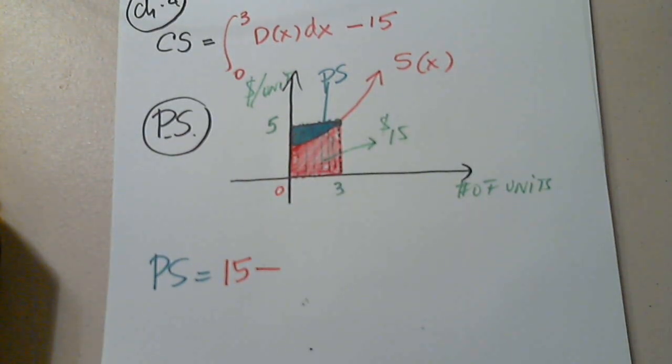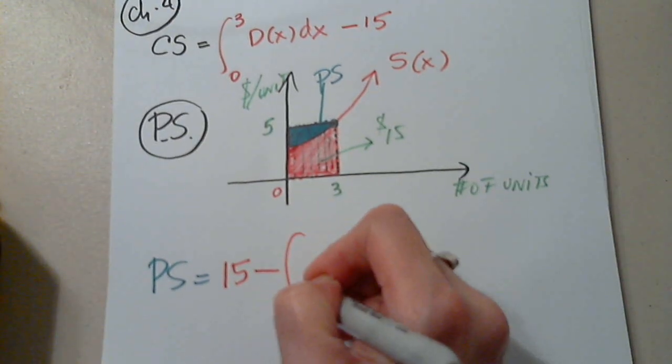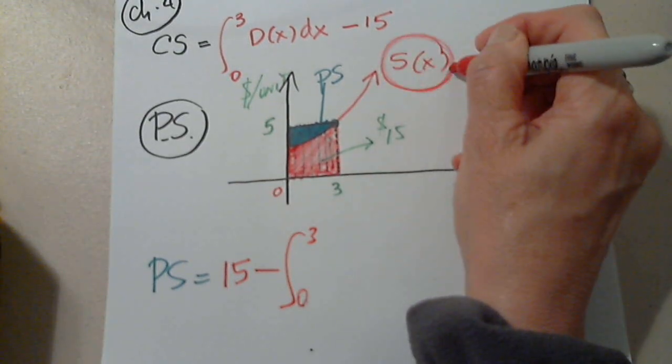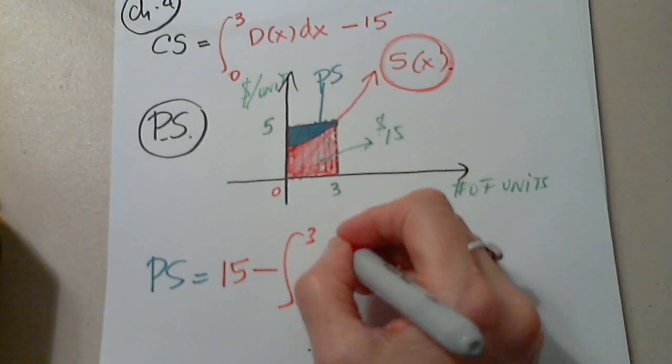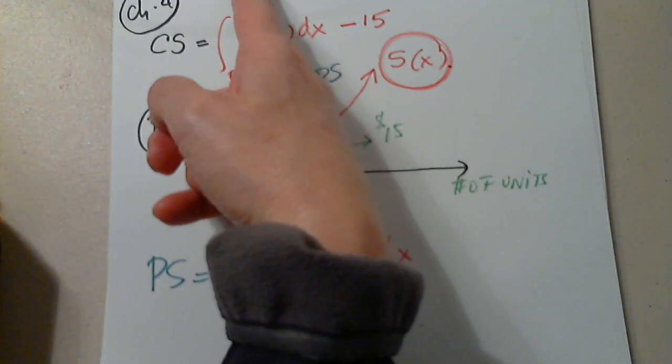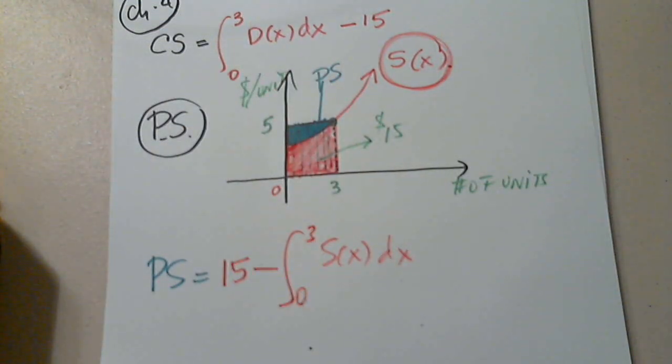How do I determine the red area based on chapter 4, of course? Wouldn't it be the definite interval again between 0 and 3? Exactly, but this time from a different function. Excellent. S of x dx. That's it. And this analysis and this analysis can be done for any point, or it can be done for the equilibrium point if that is the problem.